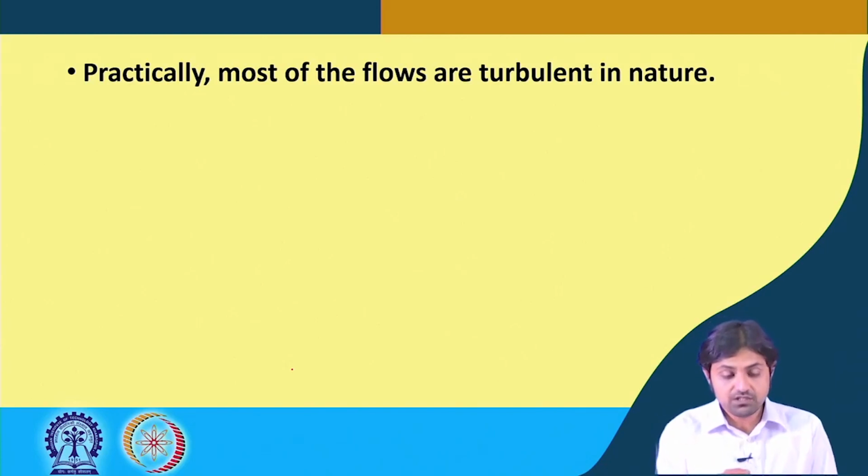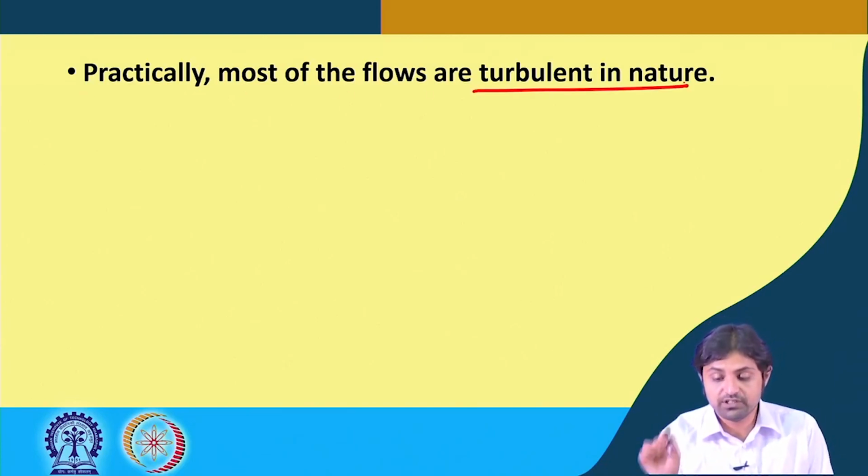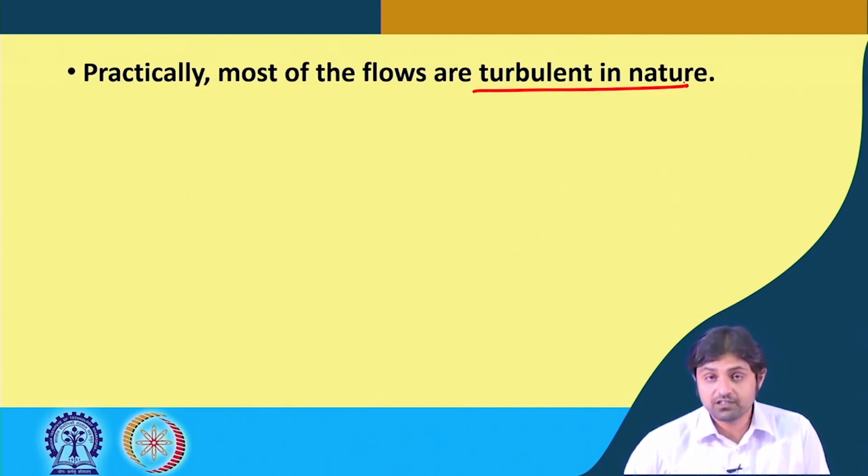What happens in nature? Practically most of the flows in nature are turbulent. We rarely find a laminar flow. One real life example of a laminar flow actually occurs in our blood system. So, in the veins and in the arteries, the flow can be laminar. Actually, it is laminar. We will tell you the reasons why later.